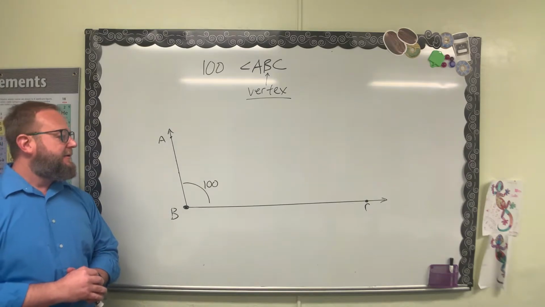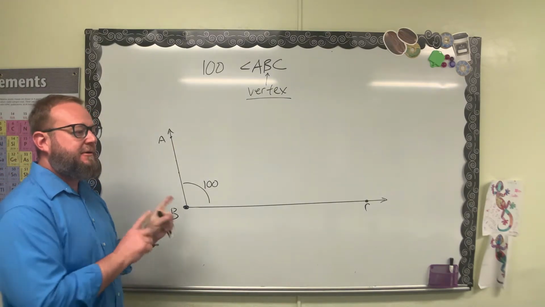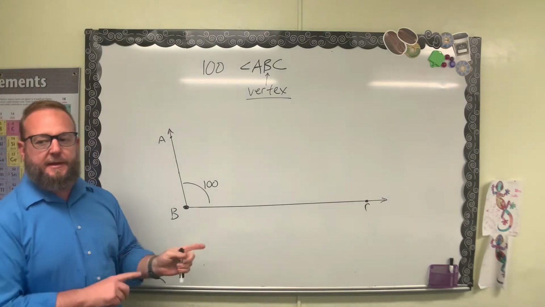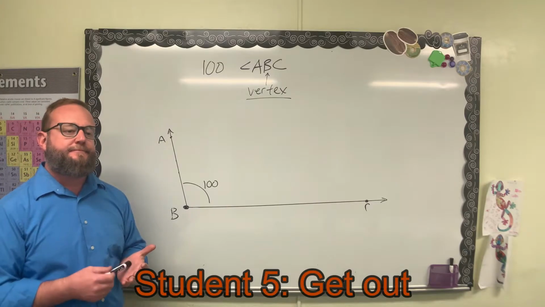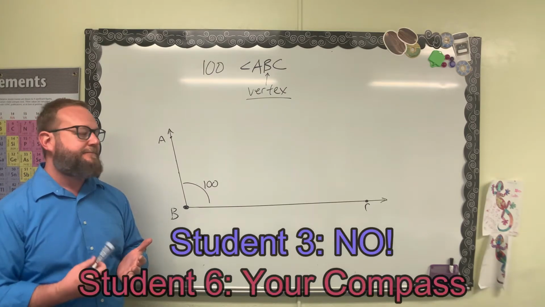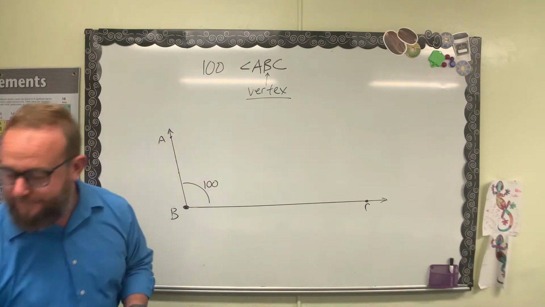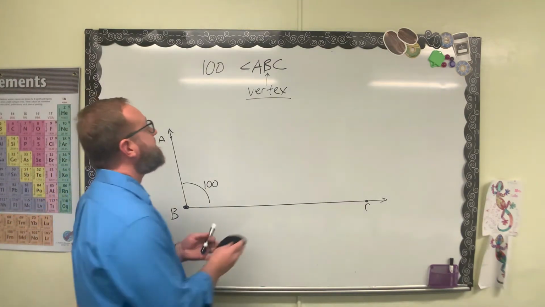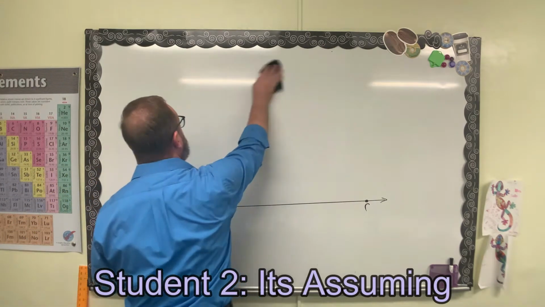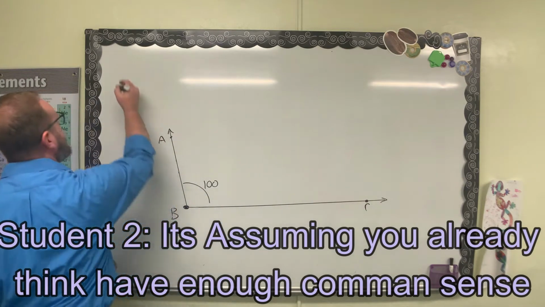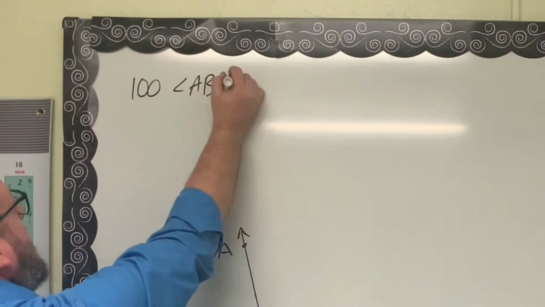How do I make an angle that's congruent to an angle? You get out your handy compass. Or your straight edge. Well, first you have to make a line. You can use your straight edge to make a line, assuming you already have enough common sense to make a line. Because using your compass would be too easy.